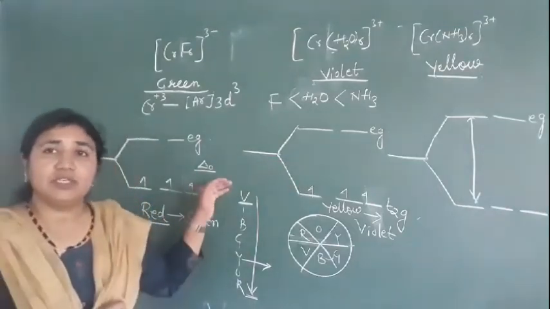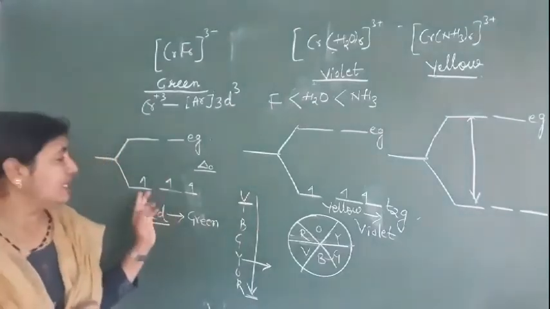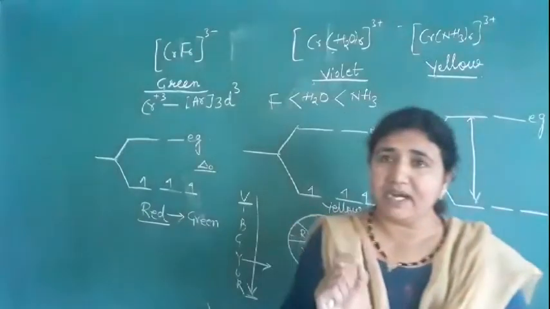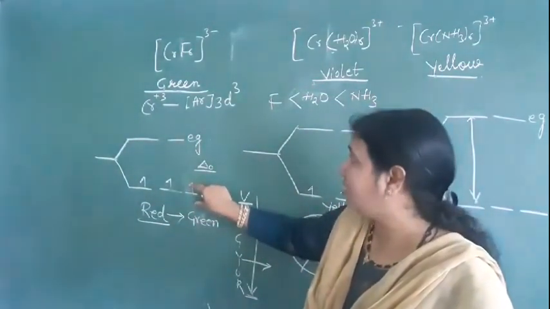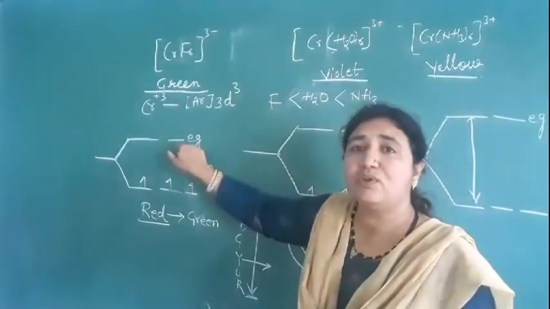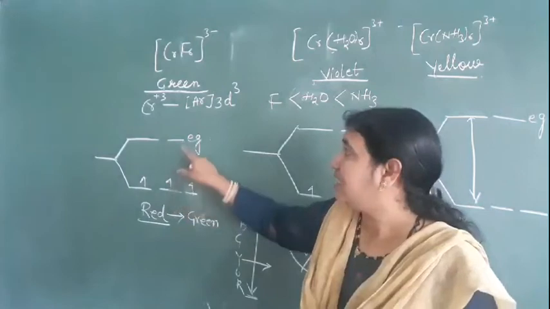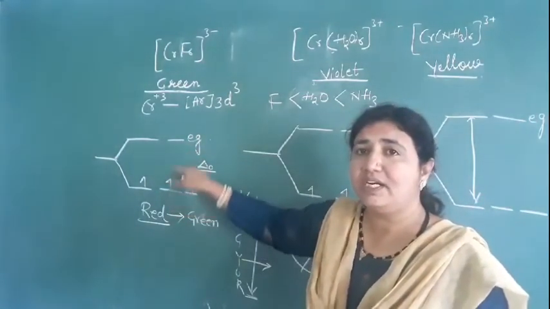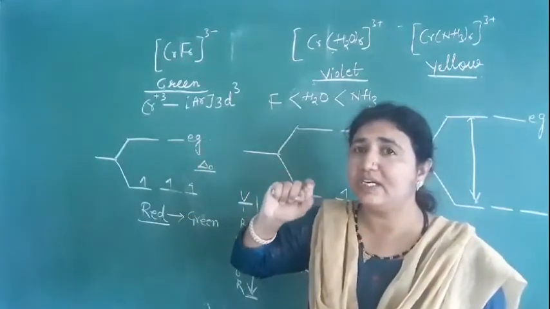Okay, and when the oxidation state changes, the color also changes. Now the second point: the d orbital should contain an unpaired electron, and the Eg set should also be empty. If both are filled, there is no d-d transition. What is it called? d-d transition. The color formation in a coordination compound takes place due to the d-d transition.